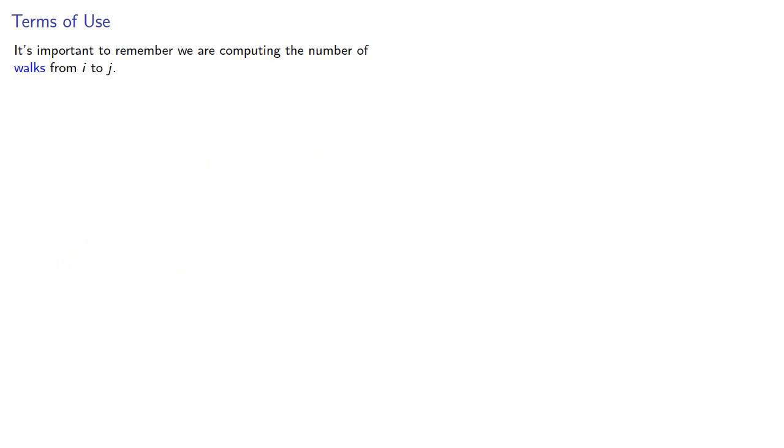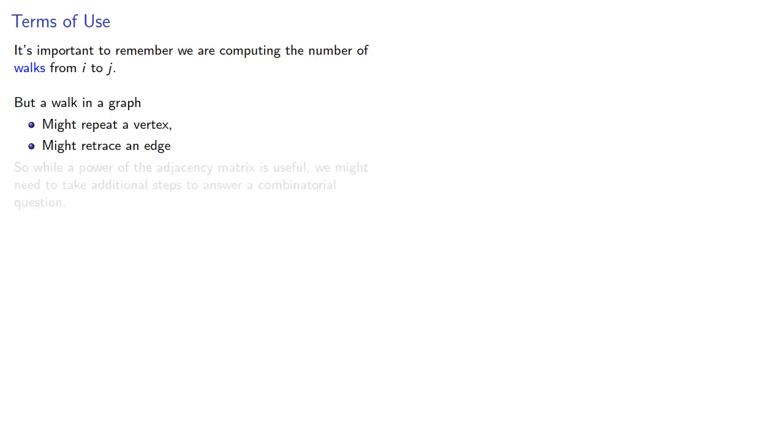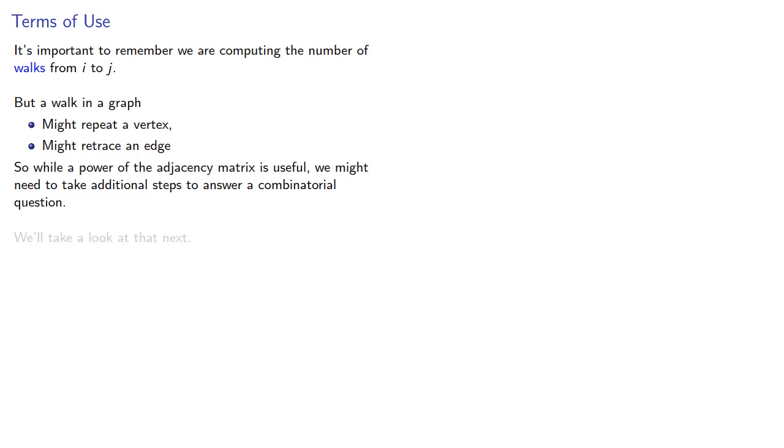It's important to remember that we are computing the number of walks from i to j. But remember, a walk in a graph might repeat a vertex and might retrace an edge. So while a power of the adjacency matrix is useful, we might need to take additional steps to answer a combinatorial question. We'll take a look at that next.